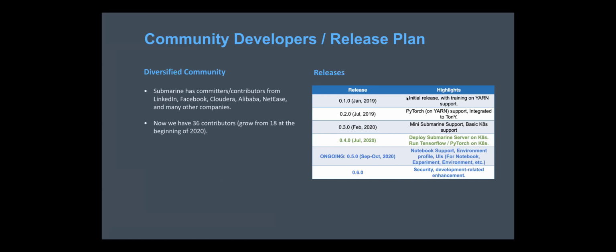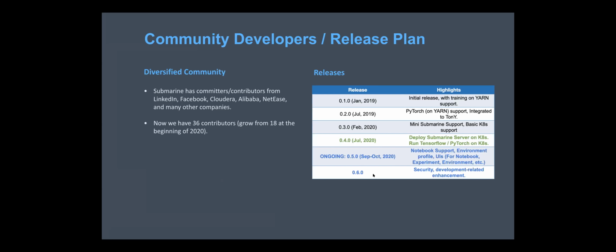Regarding the release, we just finished the 0.4 release in July this year, which supports deploying Submarine on Kubernetes and running TensorFlow and PyTorch on Kubernetes. The ongoing one will be 0.5, which we are shooting for September to October, with things like notebook, environment profile, a bunch of UI work, etc.